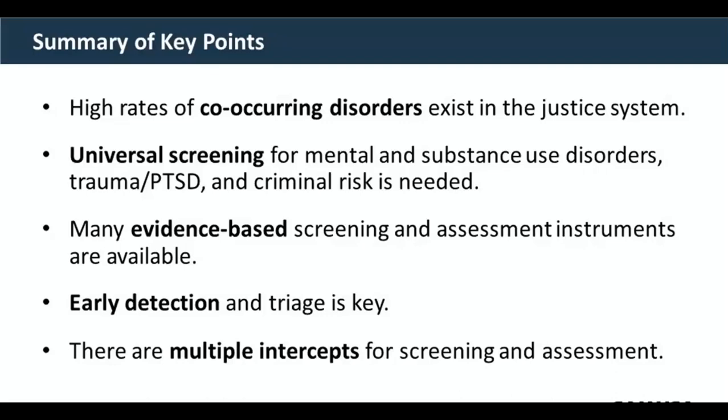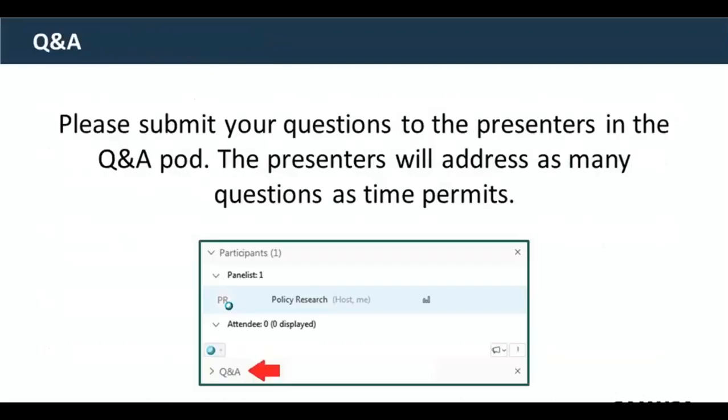And then finally, there are multiple intercepts for screening and assessment. Basically, that's all 6 of the sequential intercepts within the model, where we can do a good job of this. So with that, I'm going to go ahead and turn this back over to Melissa to bring us through the remainder of the webinar.